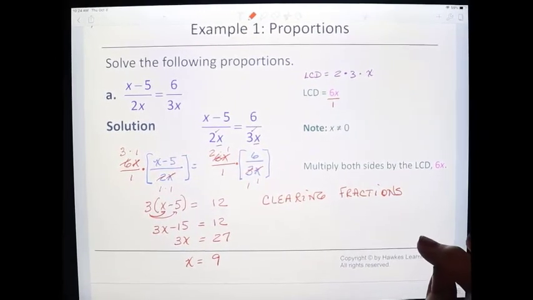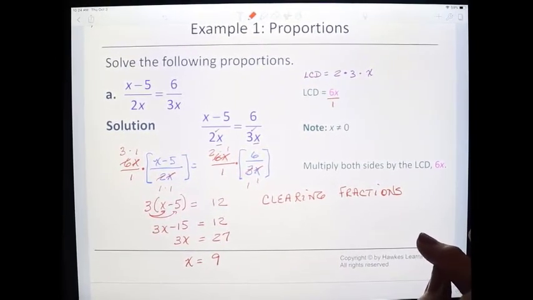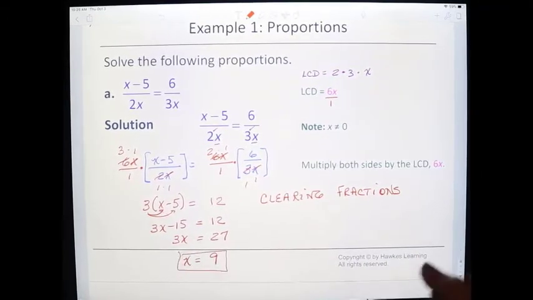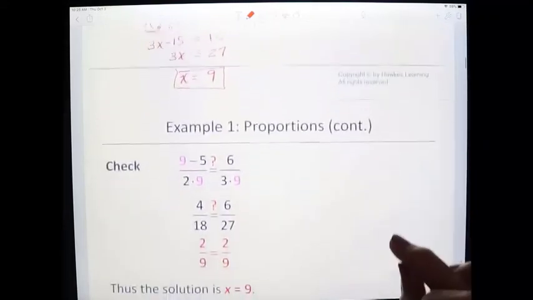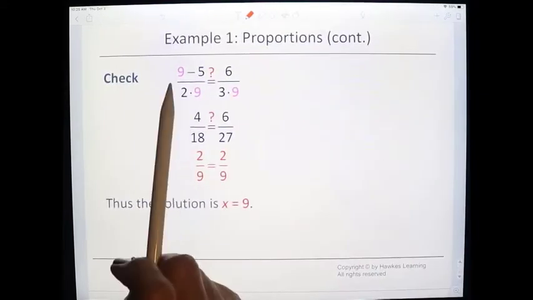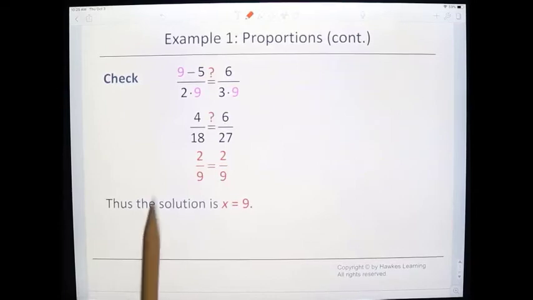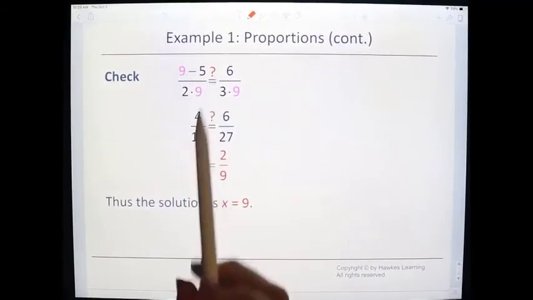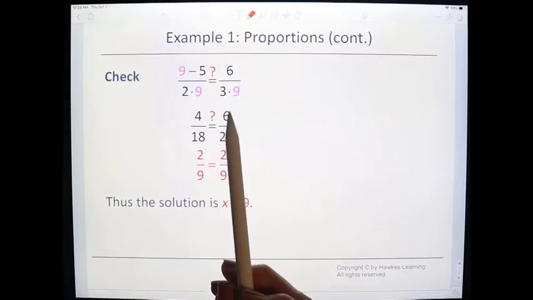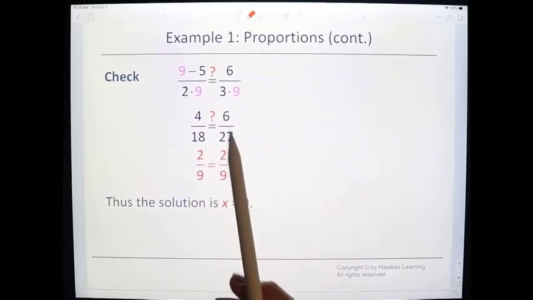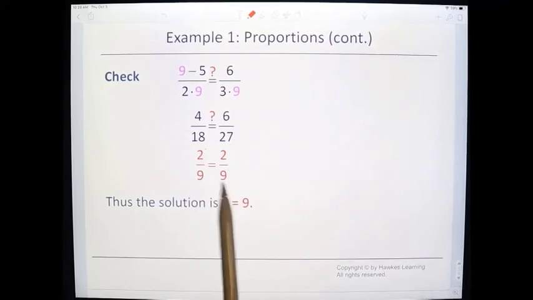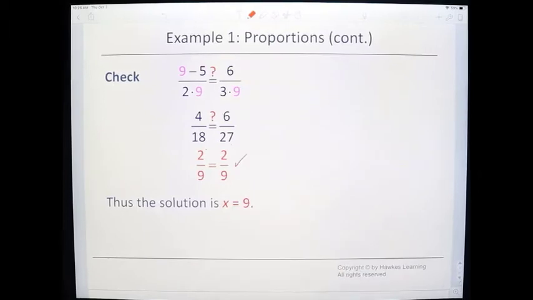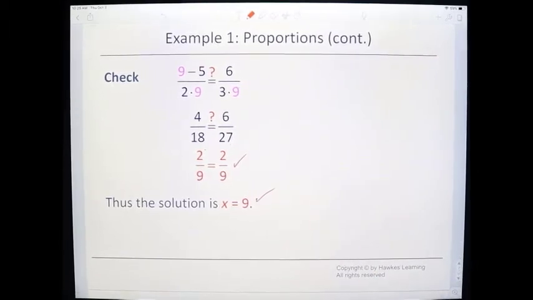Now let's talk about checking this. So if this is a test, you'd want to check it. So I'm going to scroll down and show you the check. Remember, the answer we got is x equals 9. So you're going to see on this next screen that we've plugged in, everywhere there was an x, we've plugged in a 9. And we're asking ourselves, are these two things going to be equal? So 9 minus 5 is 4, 2 times 9 is 18. We got 6 over 27 here. Is that equal? And when you reduce these down to lowest terms, you see that it is checking out. So yes, my solution is x equals 9.